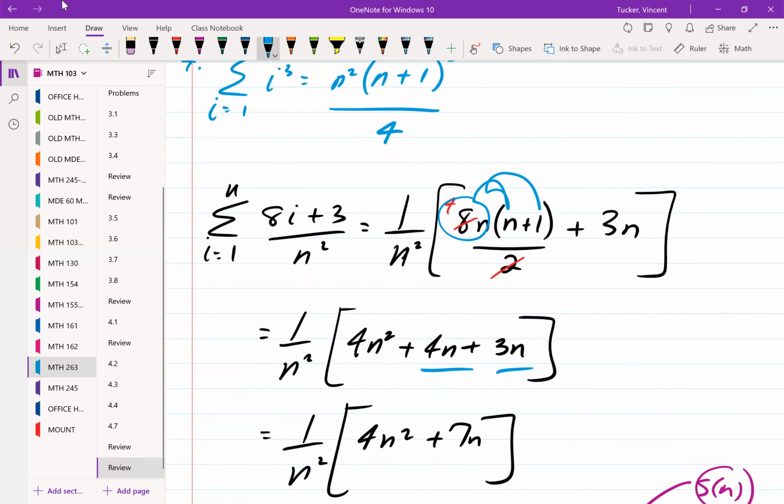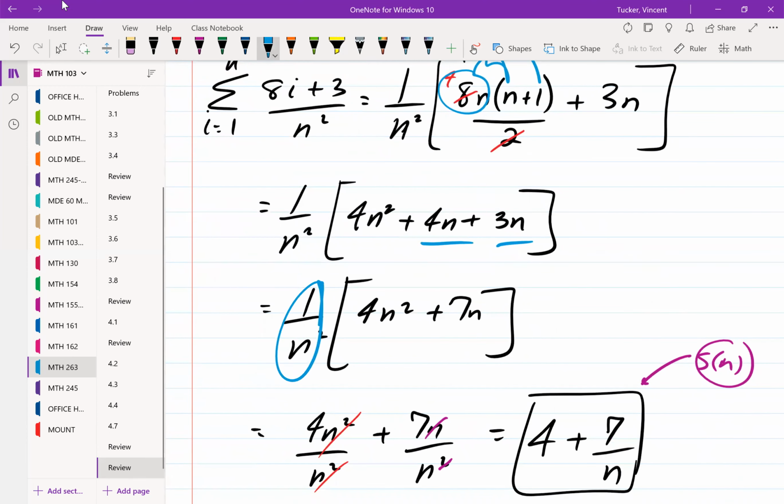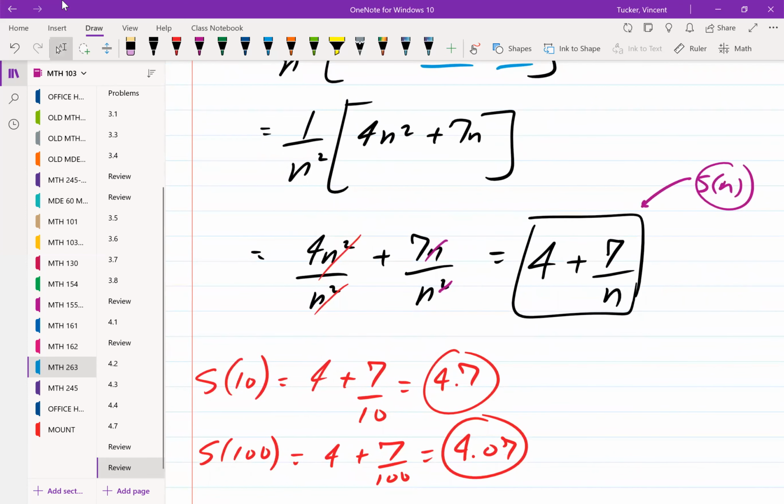Combine your like terms. 4n plus 3n is 7n. Now take your 1 over n squared, distribute, and that'll be 4n squared over n squared plus 7n over n squared, and cancel out and reduce, and that leaves you with just 4 plus 7 over n. I think you said that was the main problem you had with this problem. So that would reduce down to 4 plus 7 over n. But this would be our S of n.